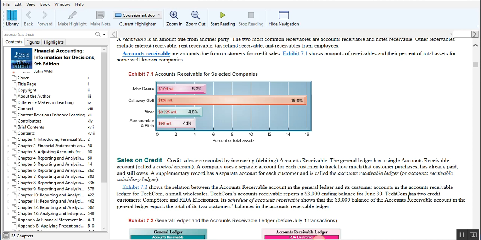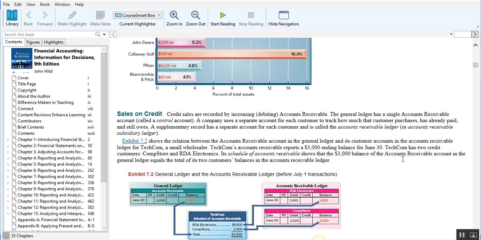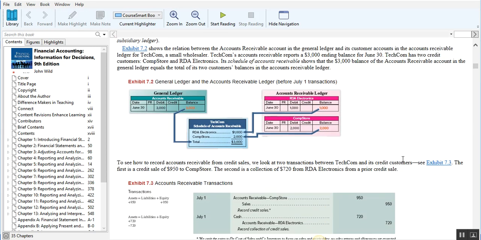So with that in mind, this first diagram here in 7.2 gives a good illustration of what that looks like. You have a general ledger account for accounts receivable that's a control account, and then you have a subsidiary ledger with individual accounts to show the amounts that they buy on credit and the payments that they make.